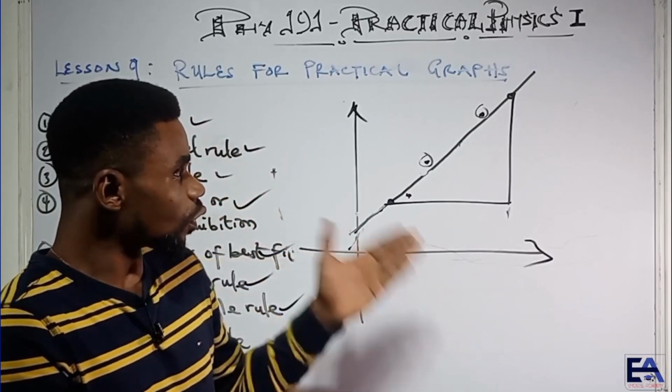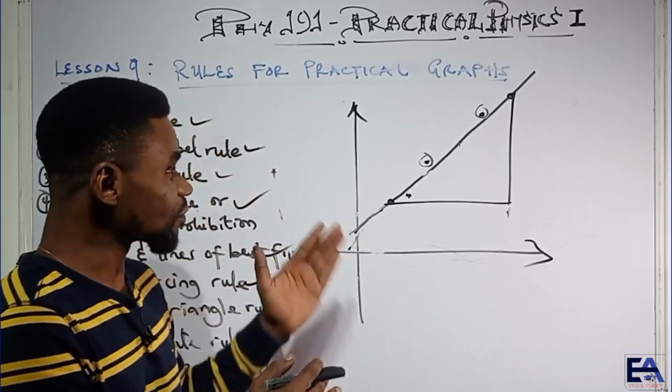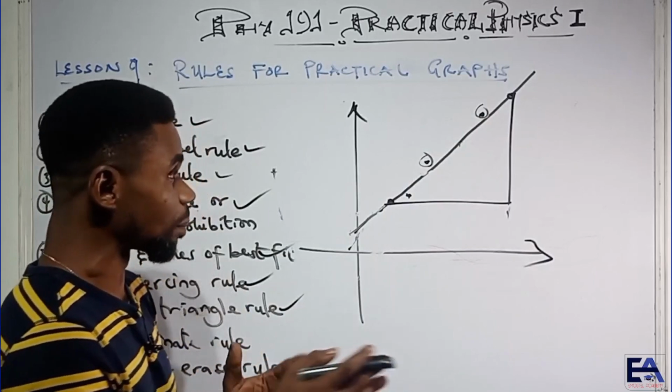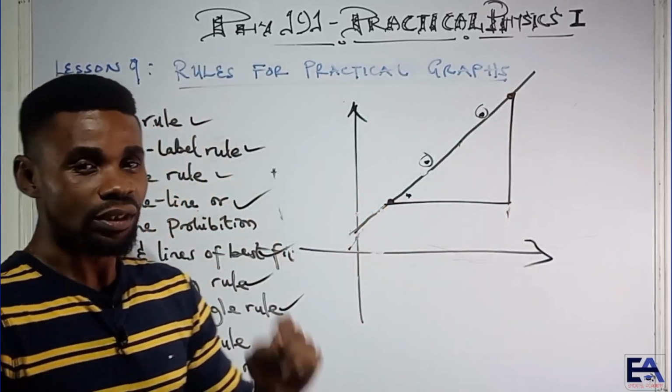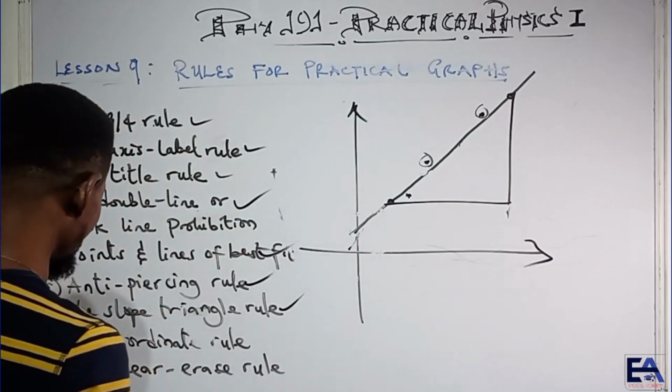So for you to get as close as possible to the expected value, after making sure you get the line of best fit passing through the point of best fit, you draw a sufficiently big slope triangle that will represent the slope, or that will produce the slope.